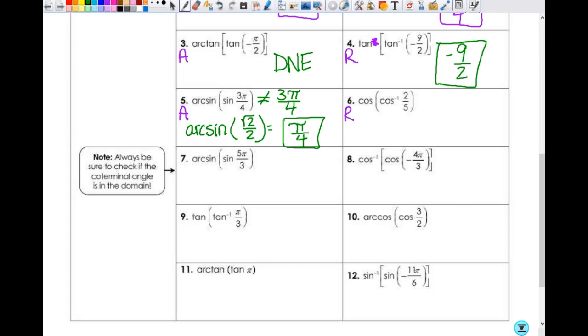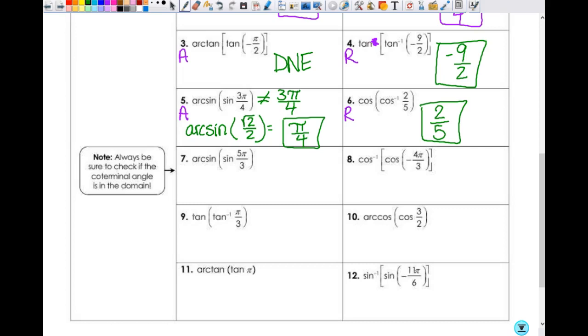Yes? Okay. So let's look at number 6. The cosine of the cosine inverse of 2/5. Does 2/5 fall within that range that we get to use? Yes, it does. Therefore, what's your answer? 2/5. Okay. Everybody good so far?